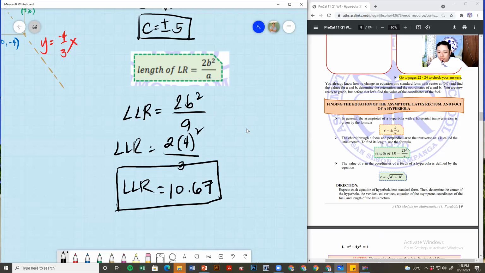So divided by 2. 10.67 divided by 2. Divide this by 2 kasi we need to do something here. Bakit kailangan natin i-divide by 2? Sige nga, 10.67 divided by 2. What's the answer? Type it in the chat box, please. That's 5.33. Okay, take note of this. That's 5.33. When we add this, this will be our length of the latus rectum. Okay, how will we use that 5.33?